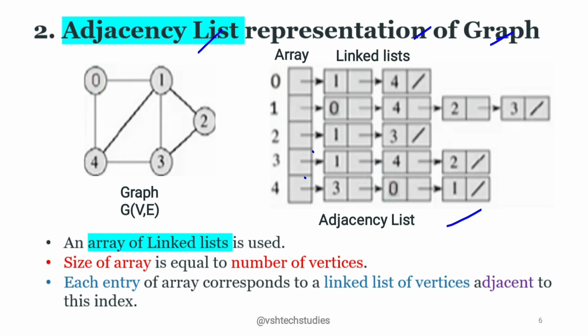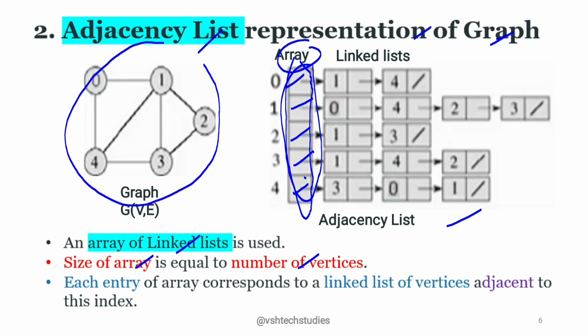So in adjacency list representation, array of linked list is taken. Size of array is equal to number of vertices. So here this is array. So array size means one location, 2, 3, 4, 5. So what is the size of this array? 5. It is equal to how many number of vertices are present in the graph.